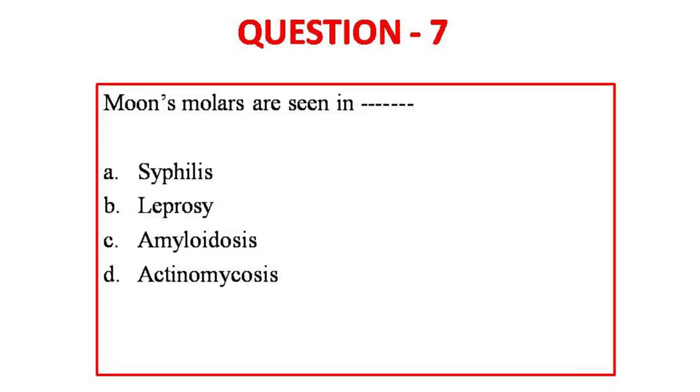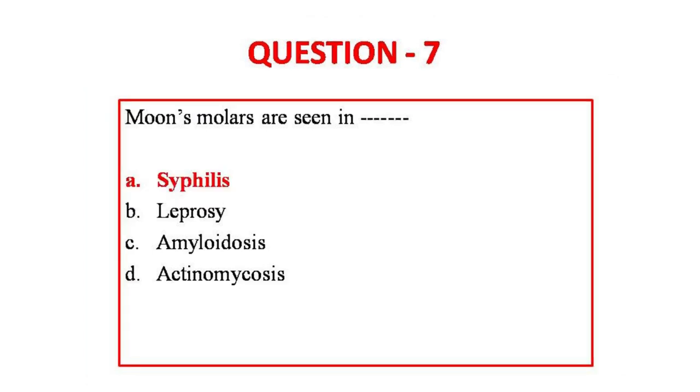Moving on to question number 7. Moon's molars are seen in, they've given 4 options: syphilis, leprosy, amyloidosis, actinomycosis. The answer to this question is A.